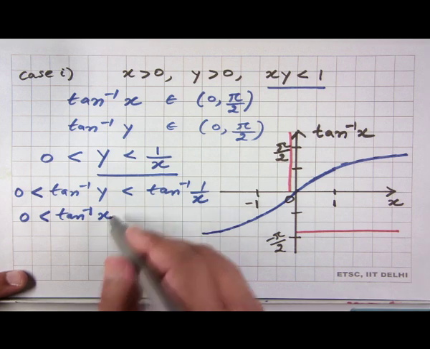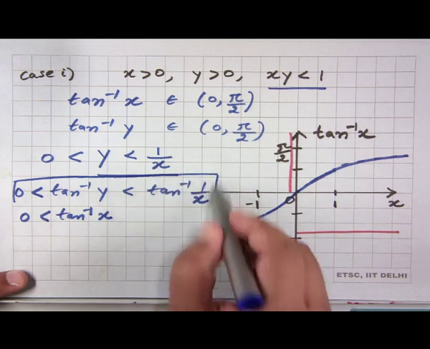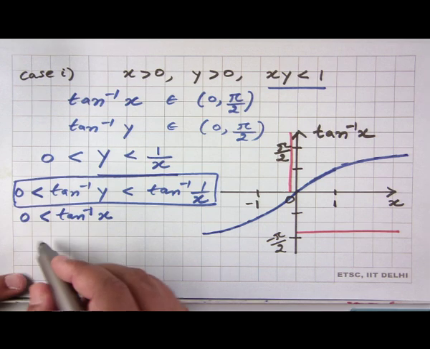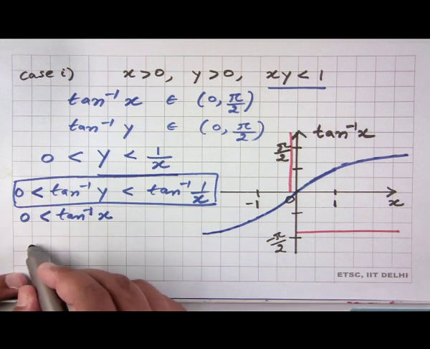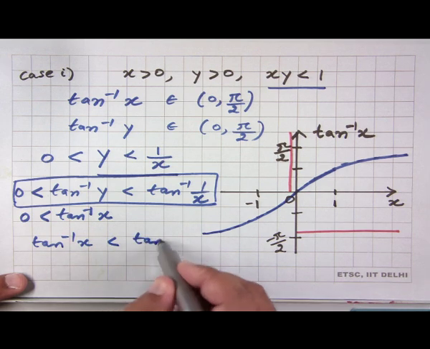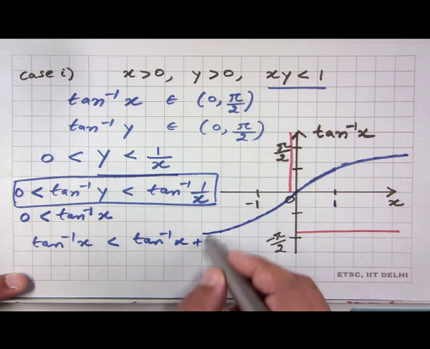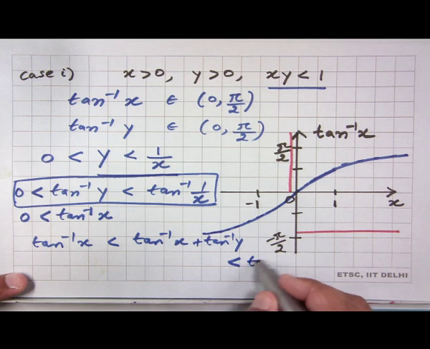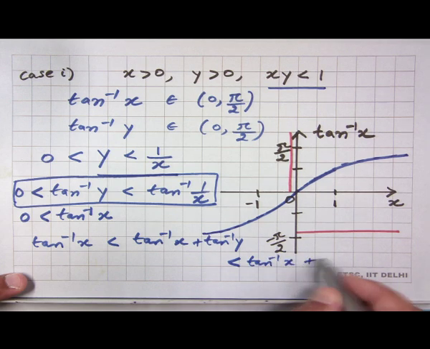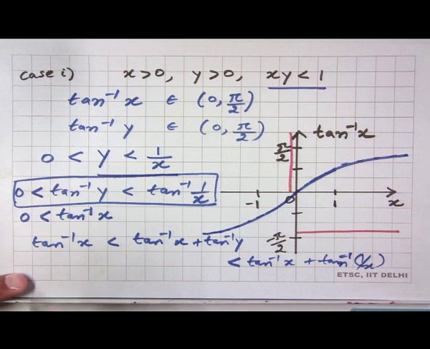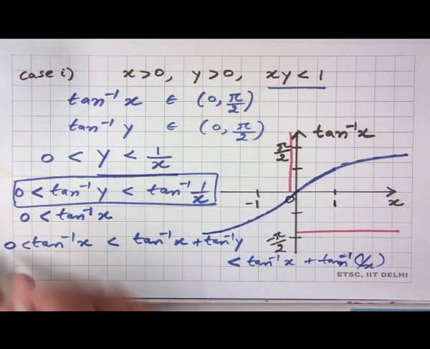Now, to this equation here, we will add tan inverse x everywhere. So, what we will get is tan inverse x plus 0, which is tan inverse x, is less than tan inverse x plus tan inverse y, and that is less than tan inverse x plus tan inverse 1 over x, and of course, tan inverse x here is greater than 0.